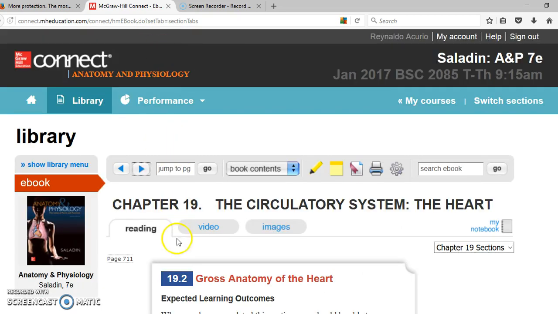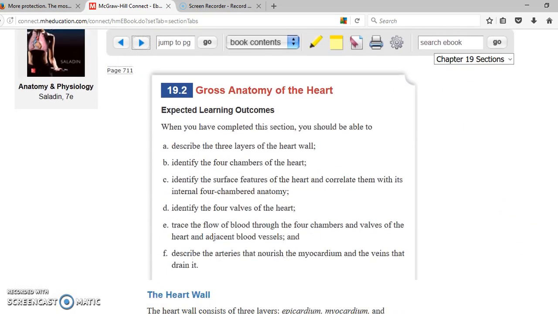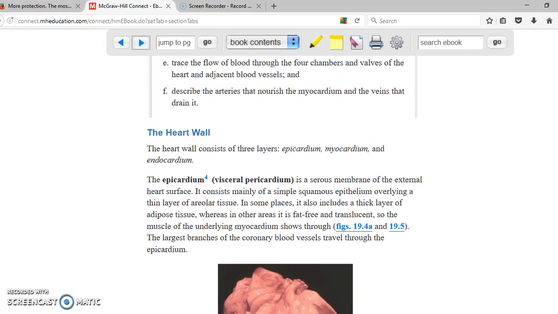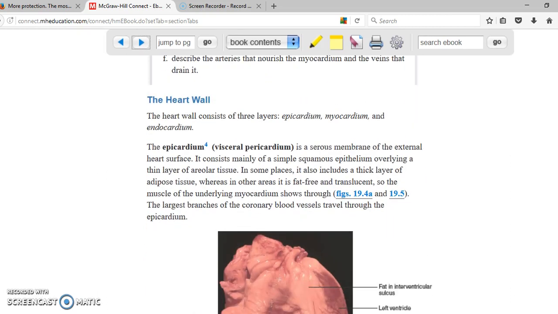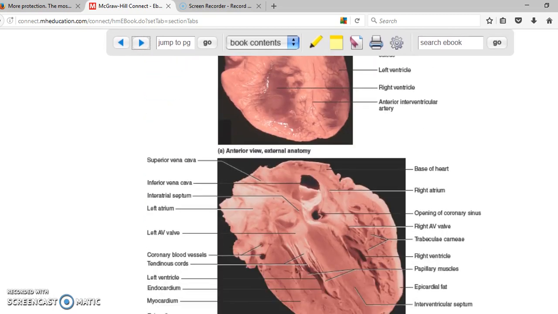Let's go to the next topic. In this case you have the gross anatomy of the heart. Let's take a look at the characteristics of the heart. So the heart has three layers which are going to compose the heart wall. It has the epicardium, the myocardium, and the endocardium.